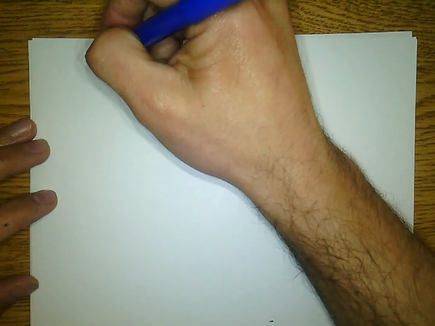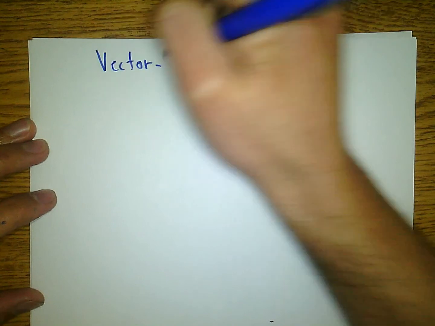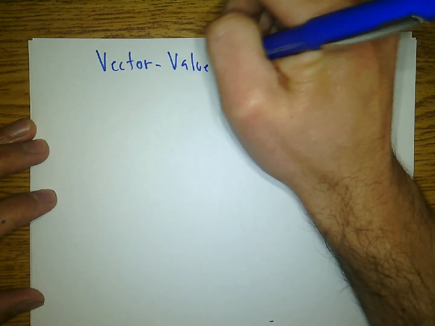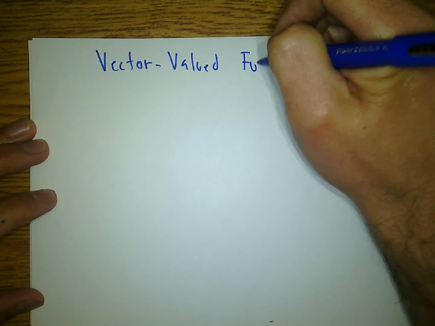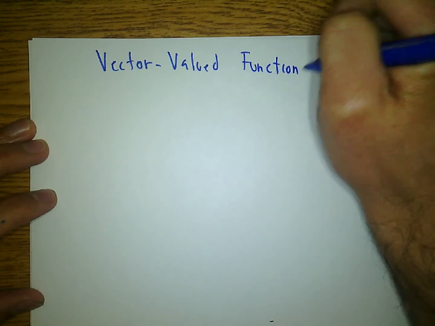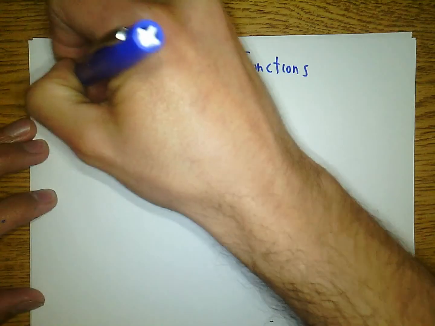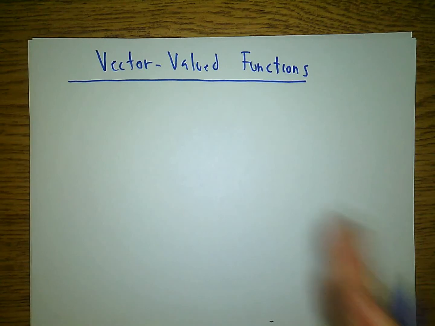Vector valued functions. Okay, so we're going to talk about vector valued functions. All right, let's talk about that. I mean, the title of it. First of all, do we understand what a function is, right? A function has to have an input and an output. Agreed? Now, what do you think is a vector valued function?